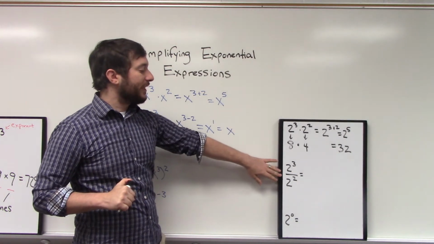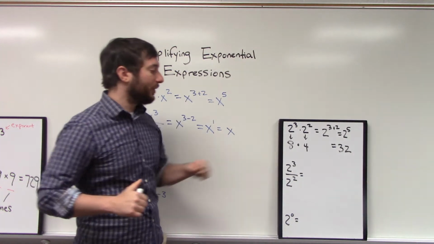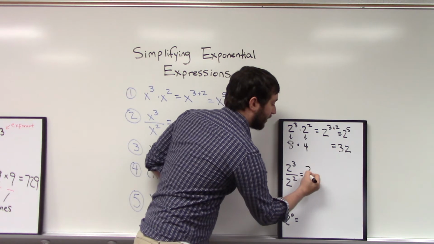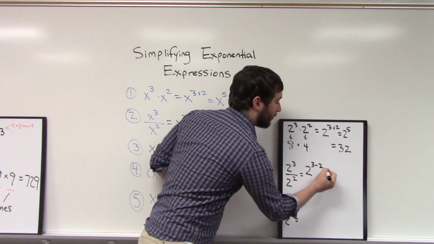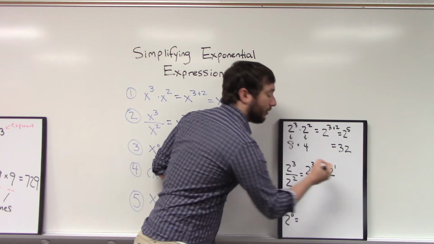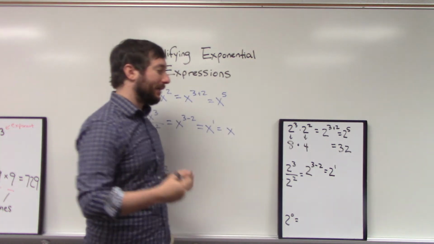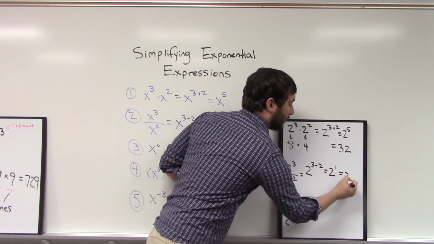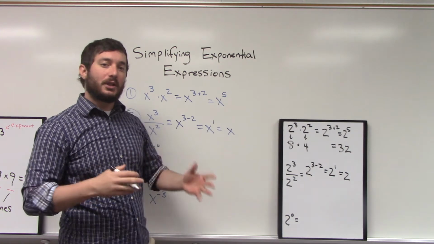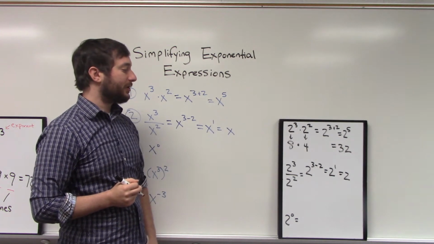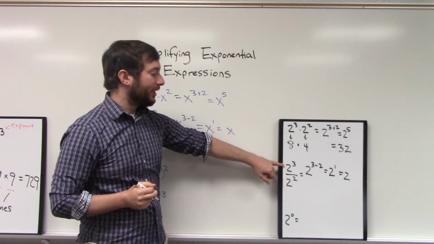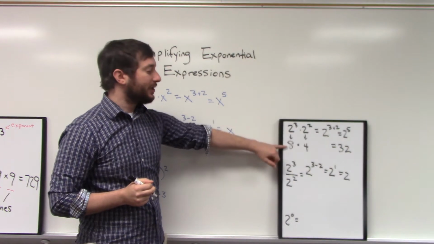And let's go ahead and prove that. So using our quotient rule, we should find that 2 to the power of 3 minus 2, okay, 2 to the 1st power, 2 to the 1st power is itself, 2. Okay. Another way that you can prove that this rule works is to first simplify the numerator. Okay. 2 cubed, we already said that equals 8.